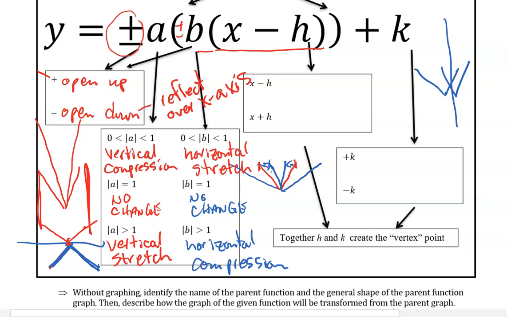So a horizontal compression will look a lot like a vertical stretch, but mathematically it's actually a little different.